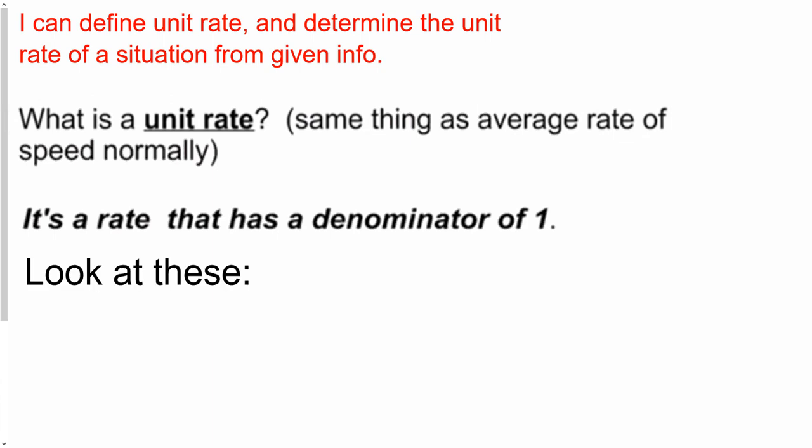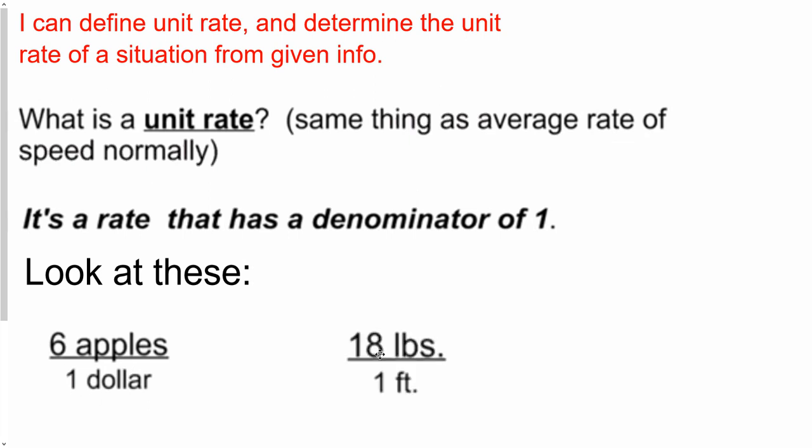So if we took a look at a couple of these, like 6 apples for $1, the denominator is a 1 down here. It's still a rate. It's basically a ratio with different labels on there, but the bottom number is always going to be a 1. And so like 18 pounds over 1 feet, it's still a rate, but the denominator is a 1. And then 2.75 miles in 1 minute. Okay, so that's another example of a unit rate.